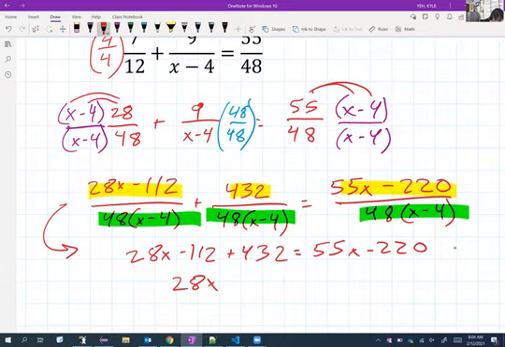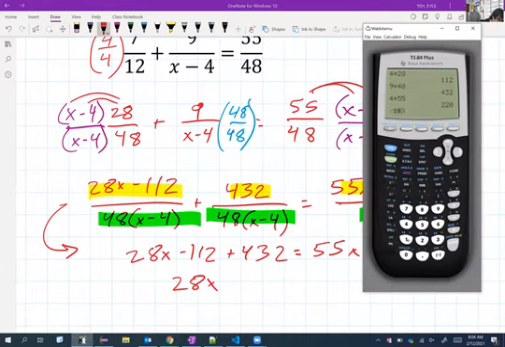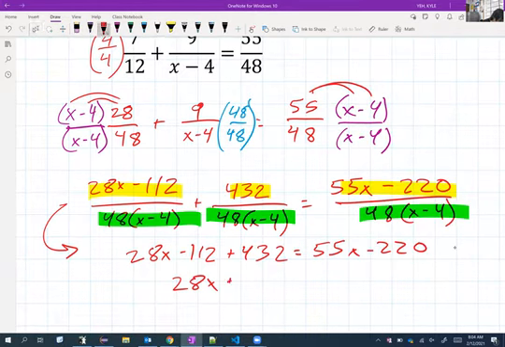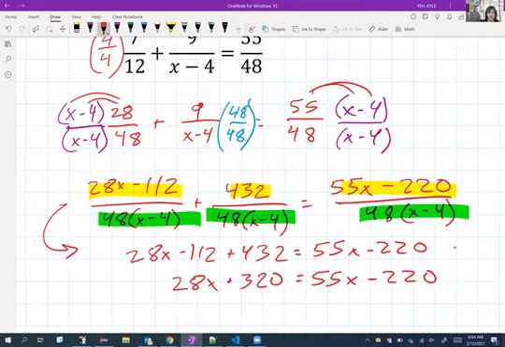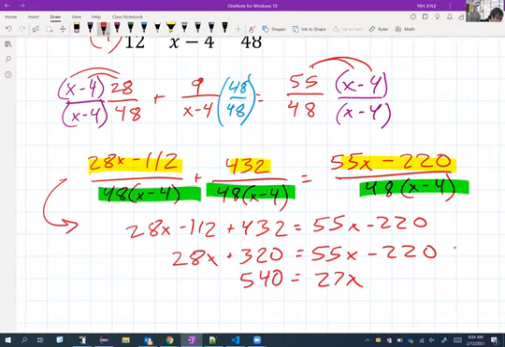28x, let's combine those constants on the left, negative 112 plus 432, 320, so plus 320 equals 55x minus 220. I'll subtract 28x's over, that gives me 27x's. I will add 220, that will give me 540, and divide by 27 both sides. It says that x equals 20. So x equals 20. How did we get here?